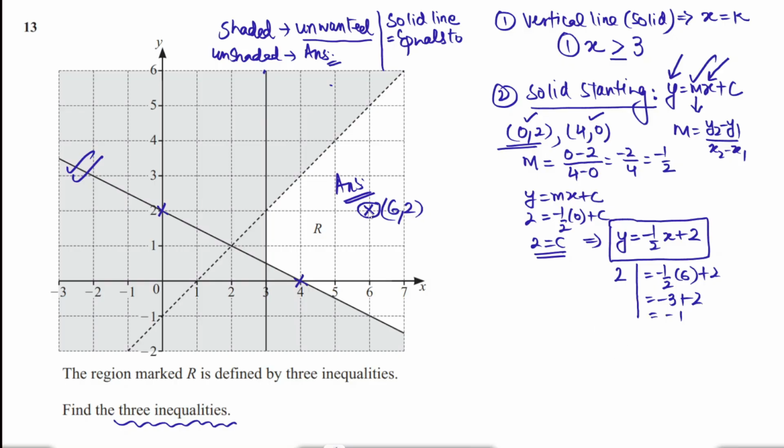So choose any point from the answer and plug it in the equation, left hand side and right hand side separately, and now see which side is greater. So you see 2 is greater than minus 1. So this would be the sign of the inequation. Whether it is a solid line or dotted line, it is a solid line. Hence we have the equal to sign, and we plug in y is greater than or equal to minus half x plus 2, and this is your second inequation.